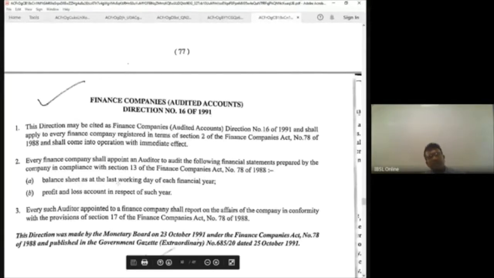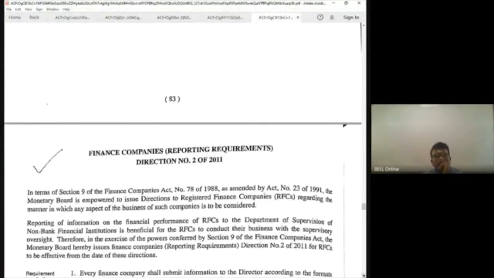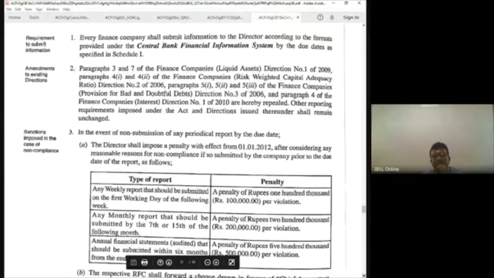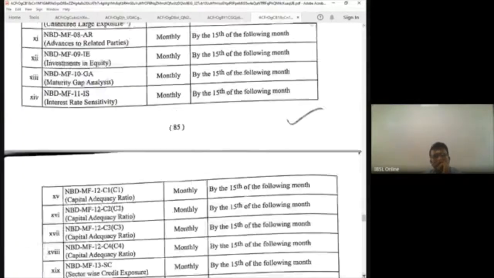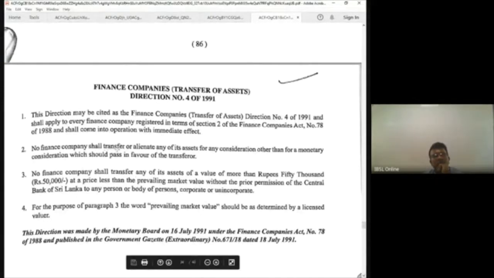Audited accounts. Every finance company shall appoint an auditor to audit the following financial statements. Reporting requirements. Reporting of information on the financial information of registered finance companies. Okay, so the submission, that's given. Transfer of assets, finance companies. No finance company shall transfer or alienate any of its assets for any consideration other than monetary consideration. No finance company shall transfer any of its assets of a value more than rupees 50,000 at a price less than the prevailing market value without the prior permission of the central bank. That was a direction earlier.